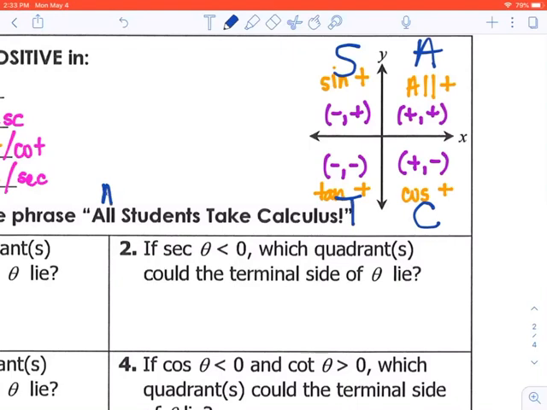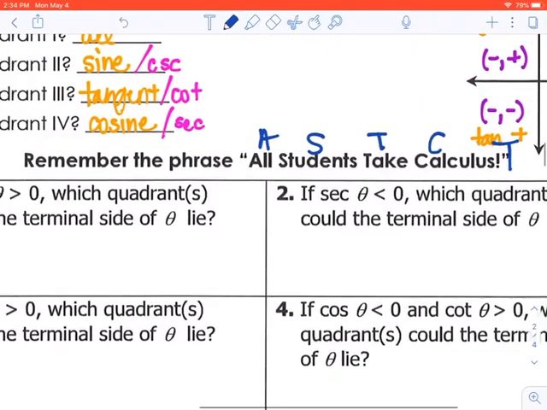Okay, here's your A, S, T, and C. All students take calculus. A for all of them are positive. S for students and sine, the sine is positive. T for tangent and take, the tangent is positive. And then C in calculus for cosine, the cosine is positive. So in those quadrants, only those specific trig functions are positive.